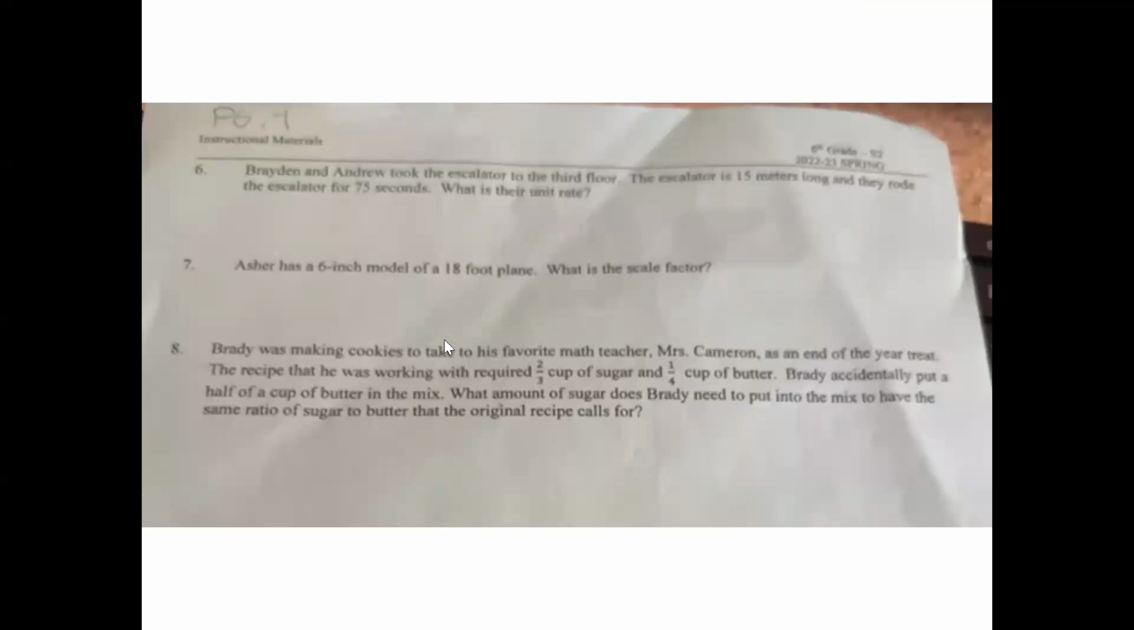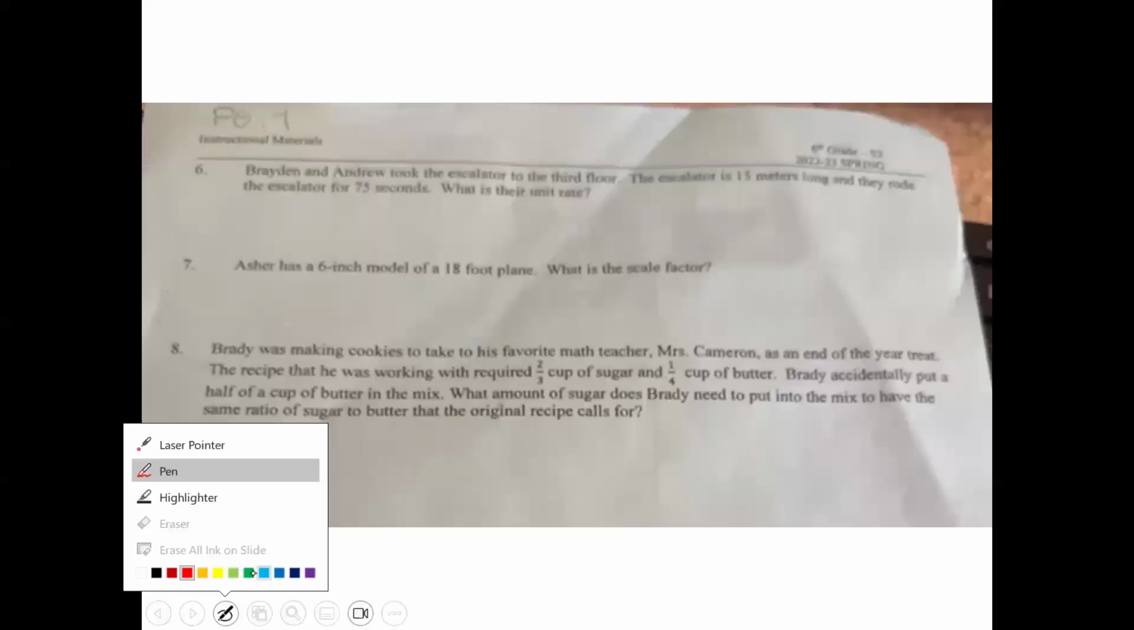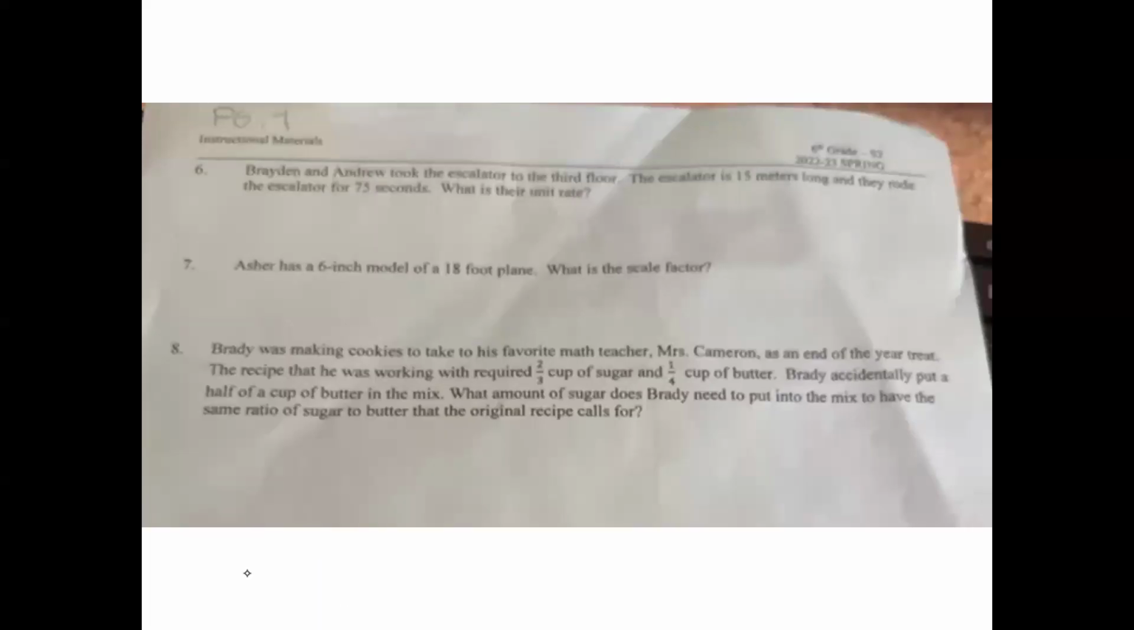Ash has a 6-inch model of an 18. I think number 6. Oh. Yeah. Braden and Andrew took the escalator to the 3rd floor. The escalator is 15 meters long, and they rode the escalator for 75 seconds. What is their unit rate?